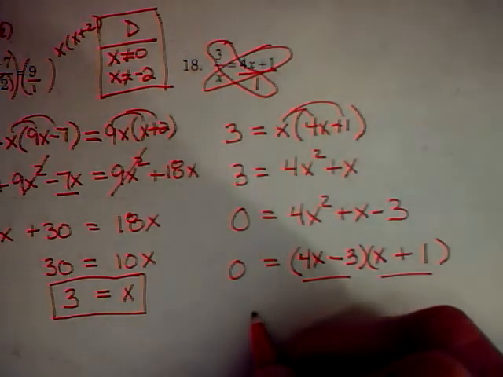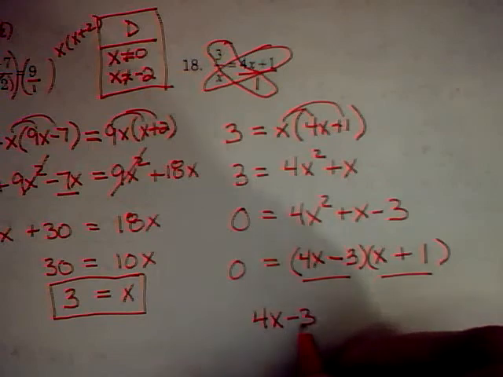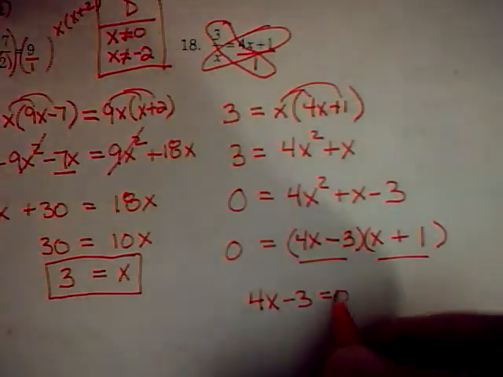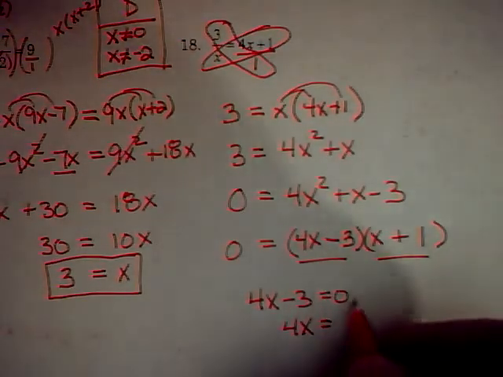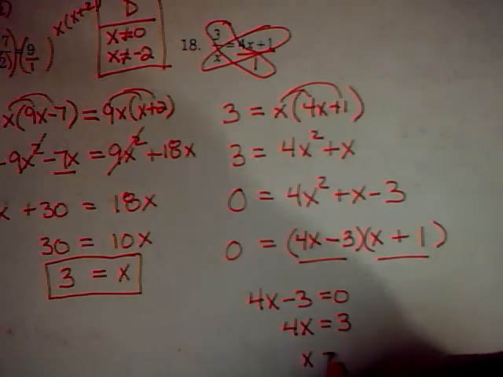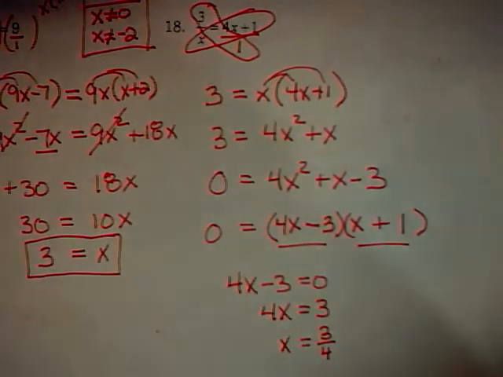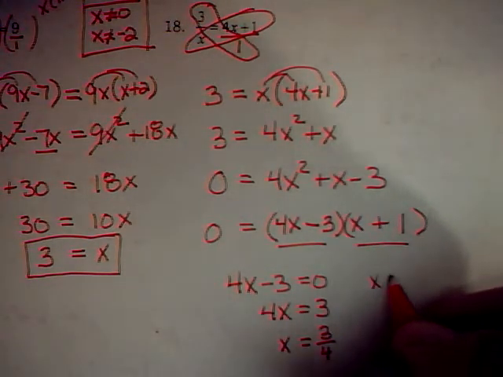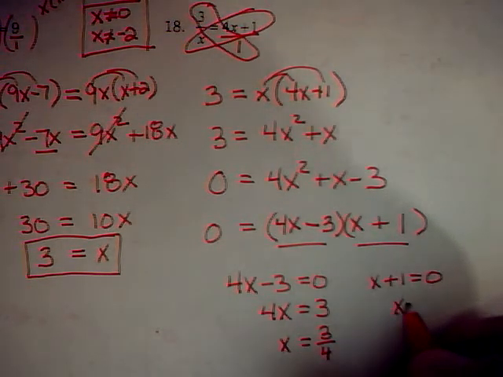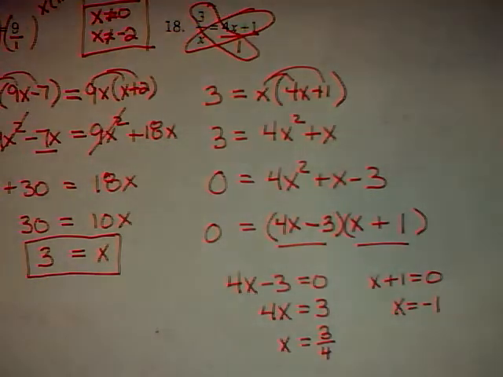Okay, so then we can go ahead and get our solutions here. Either this or this has to equal 0, so 4x minus 3 could equal 0, which means 4x could equal 3. Or x could equal, dividing by 4, 3/4. And then for this term, obviously if x plus 1 equals 0, then x would equal negative 1. So these are our two possible solutions.